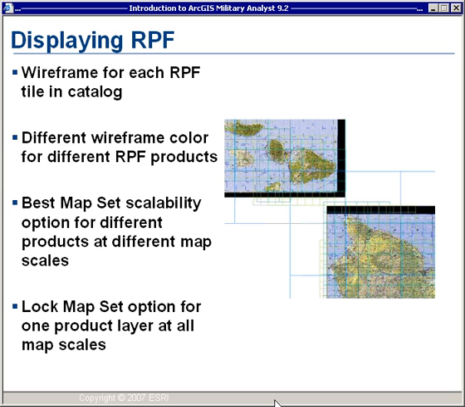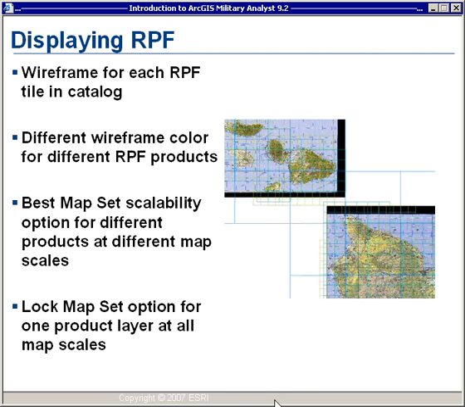With RPF catalogs, you will also see a wireframe outlining each RPF tile in the catalog. And just like DTEDs, the color of each outline denotes the different RPF products. A listing of the different colors and which RPF products they represent can be found in the Military Analyst section of the ArcGIS online help.